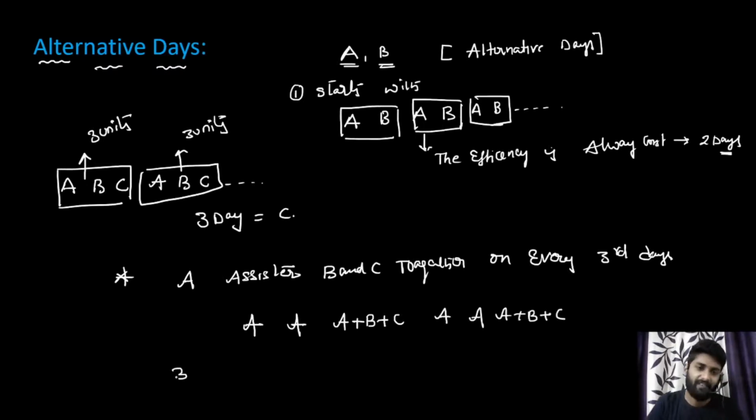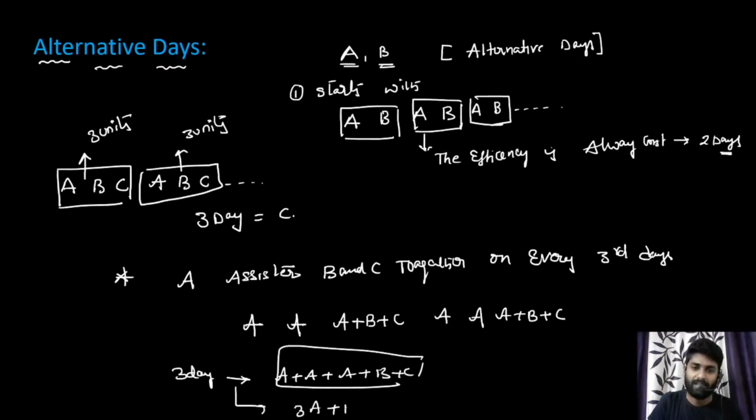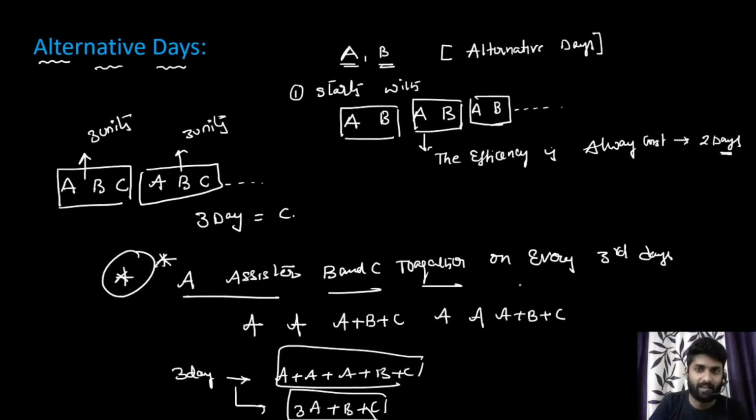It means every 3 days the efficiency is A plus B plus C, guys. Clear? Means the efficiency of every 3 days is equal to 3A plus B plus C. Check it out. So read it carefully, what statements are given. Alternative days: if two persons are performing, every 2 days the efficiency is constant. Guys, remember this type of point. A assisted B and C together for every third day means A and ABC. In this way, you just consider.